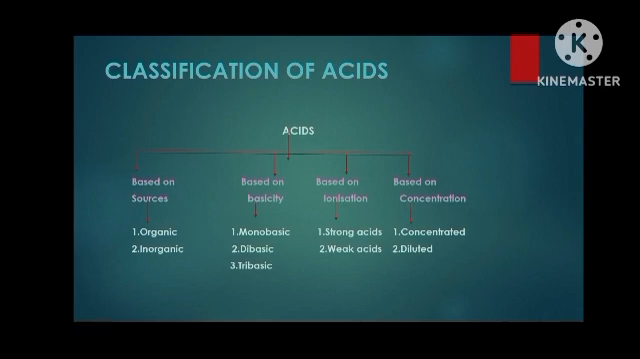Based on ionization, acids can be classified as strong acids and weak acids. Mostly, organic acids are weak acids and inorganic acids are strong acids. Based on concentration, they are classified as concentrated acids and diluted acids, where even a corrosive inorganic acid can be used as a concentrated or diluted acid based on its molarity, by diluting it in water. Diluted acids are less corrosive than concentrated acids.